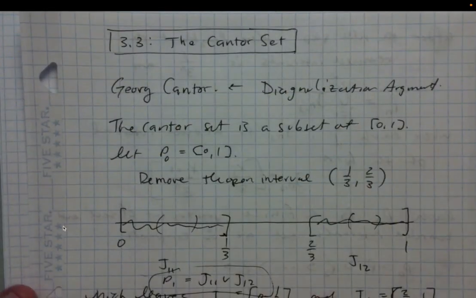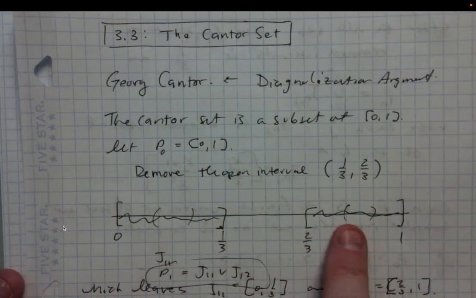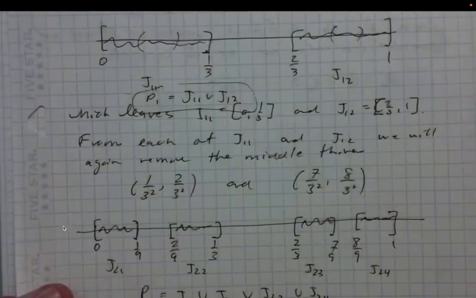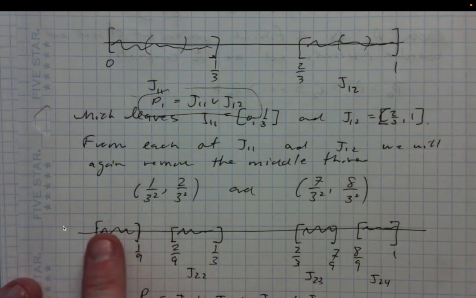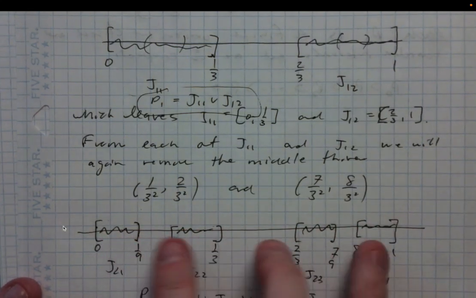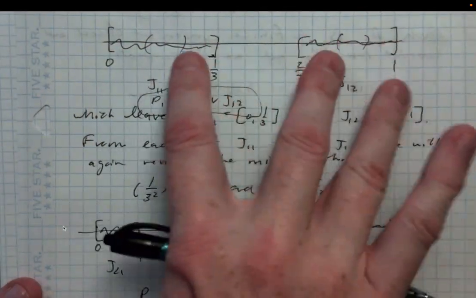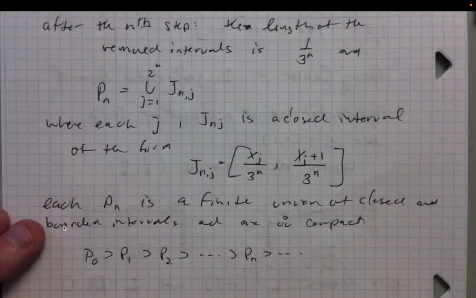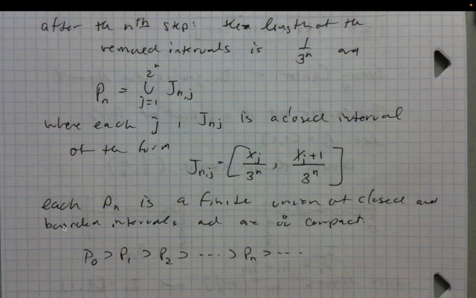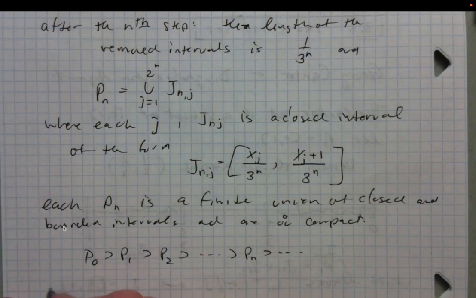Let's look back here. Obviously, if P1 is these two sets, they're contained inside of 0, 1, right? And if P2 is the union of 1, 2, 3, 4 sets, these 4 are obviously going to be contained in these 2, which are contained in that one, in 0, 1, right? And so there's this nested property of the sets as well. Okay, so what we have here is a finite union. Each of these layers is a finite union of closed and bounded intervals, and therefore compact. And we know that these layers are all nested, right? So these compact sets are all nested, right?